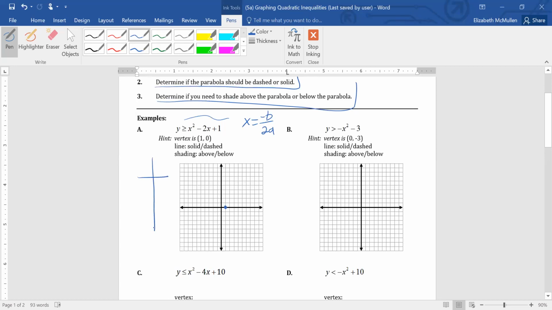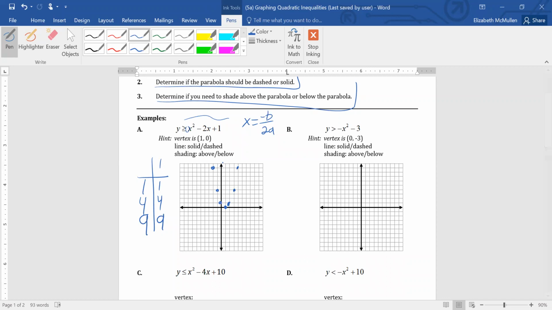Then we need to make our 1, 4, 9 table because this is in standard form. All right, we look at what A is, it's 1. So this is just going to be a standard shaped parabola. So if I go 1 in the x direction, I need to go 1 in the y direction. If I go 2 in the x direction, I need to go 4 in the y. 1, 2, 3, 4. Same on both sides. And if I go 3 in the x direction, I need to go 9 in the y direction. All right, that's done. We got our points.